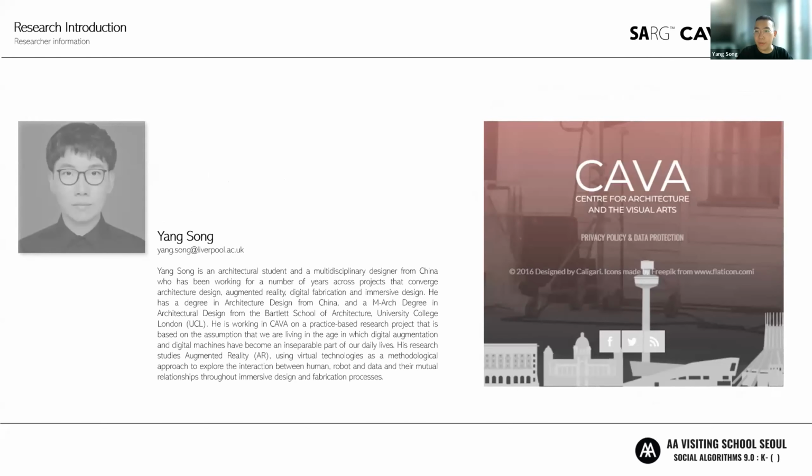First, let me give a brief introduction about myself. My name is SangHyun Suh, and I got my master's degree of architecture from the Bartlett UCL. I started to do cross-discipline research related to architecture design and augmented reality technology. For now, I'm a practice-based PhD student from the research group CAVA, the Center of Architecture and Visual Arts, University of Liverpool. I continue my previous research direction and try to add robotic fabrication technology into the AR-assisted workflow to explore the interaction between human, robots, data, and their mutual relationships through the immersive design to fabrication process.